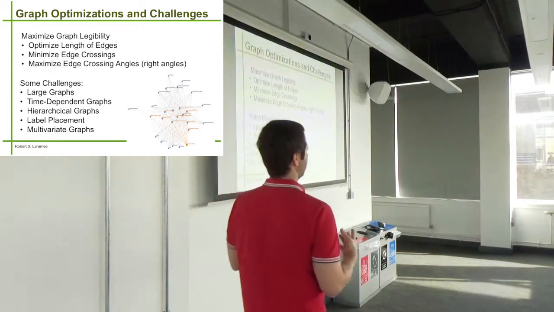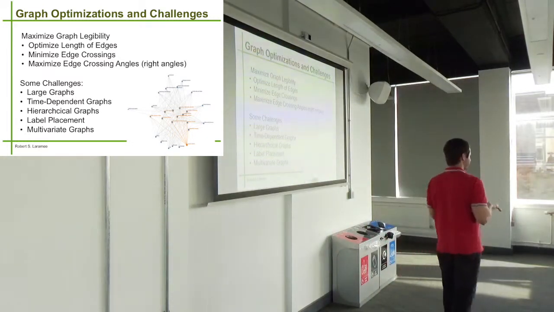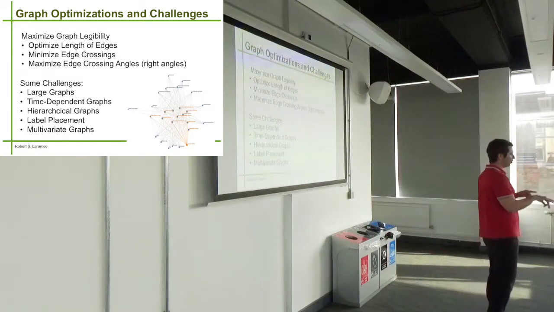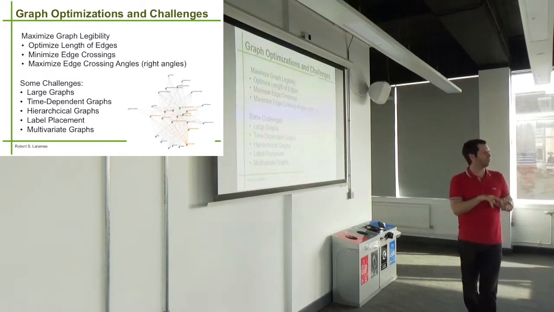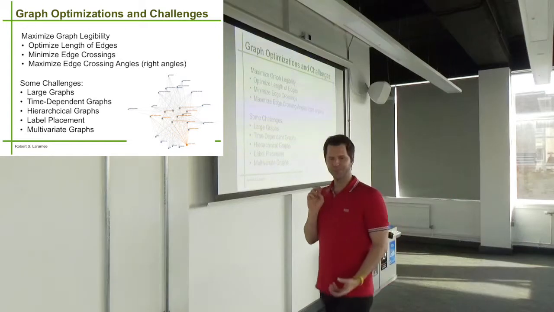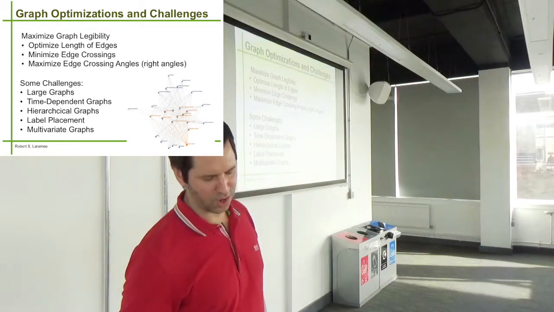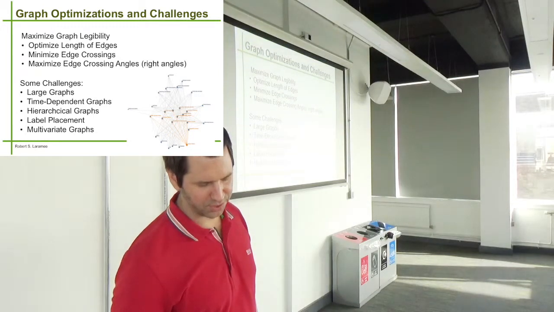So whenever you're looking at a graph, the algorithm in the background that's positioning the nodes is trying to optimize these three factors. Trying to optimize the length of the edges, minimize the crossings, and then maximize the edge crossing angles. And here's an example.